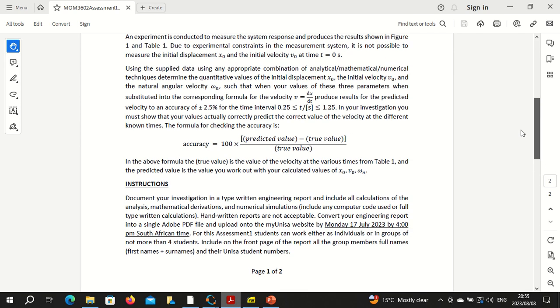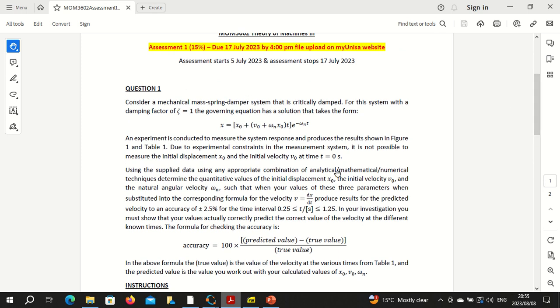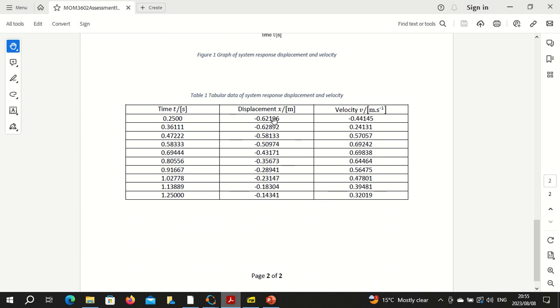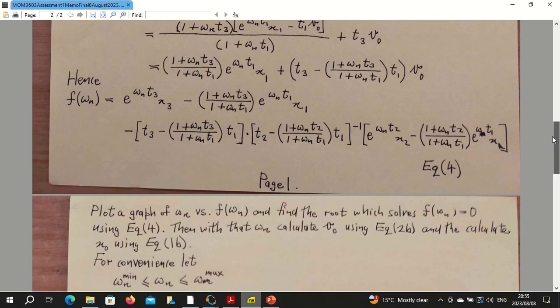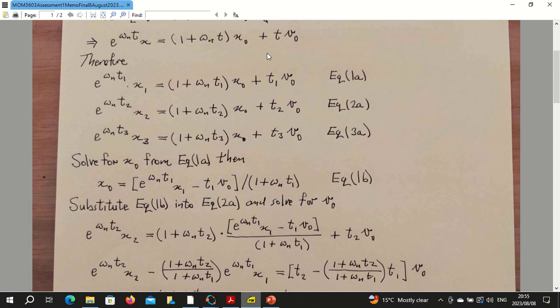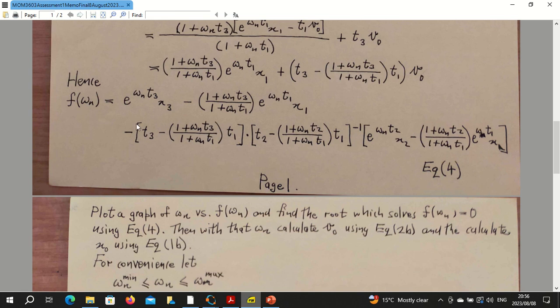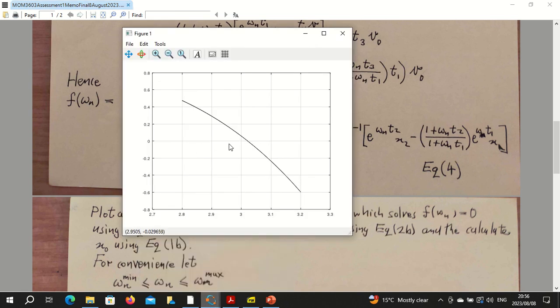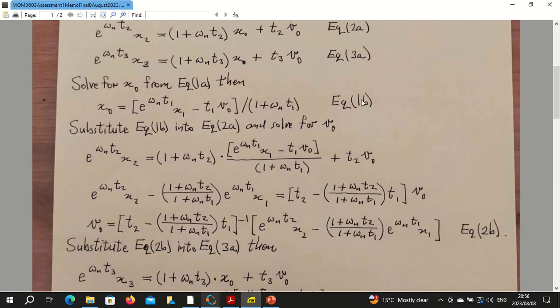So find x0, v0, omega n from the times, the x's, and the v's. Write the equation, rearrange the equation, substitute a time 1, a time 2, a time 3. From one equation, solve for x0. Take the formula for x0, put it into the second equation, solve for v0, and then use these two formulas in the third equation to get a nonlinear equation. Plot the graph of the nonlinear equation and find where it is 0, work out the omega n, back substitute into the v0, back substitute into the x0, and then that's the answer.